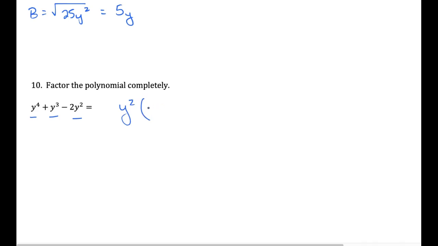So if I factor out a y squared from y to the fourth, I get y squared. And if I factor it out of y cubed, I'm left with y. And if I factor it out of negative 2y squared, I'm left with minus 2.